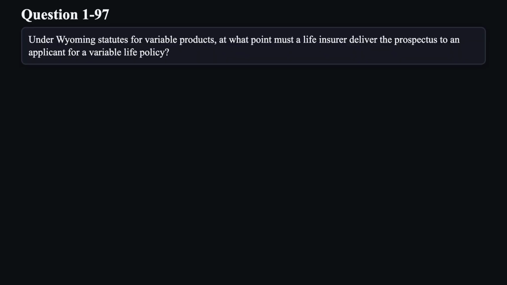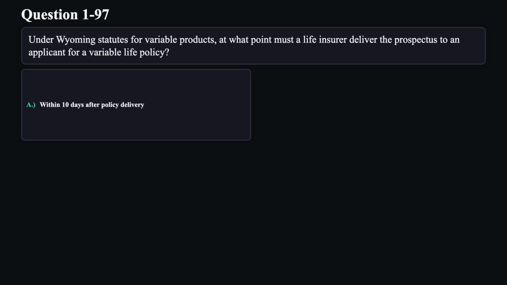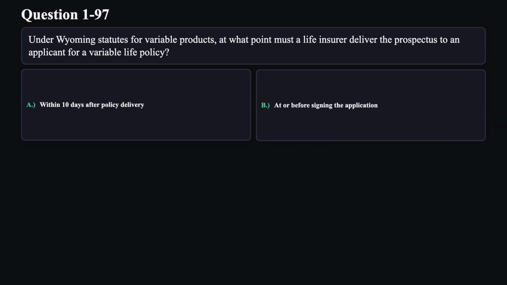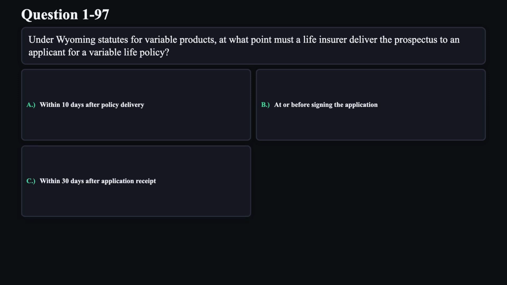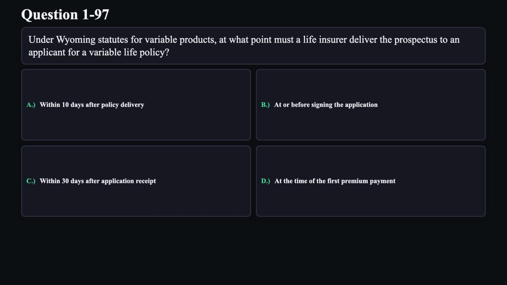Question 97. Under Wyoming statutes for variable products, at what point must a life insurer deliver the prospectus to an applicant for a variable life policy? A. Within 10 days after policy delivery. B. At or before signing the application. C. Within 30 days after application receipt. D. At the time of the first premium payment.